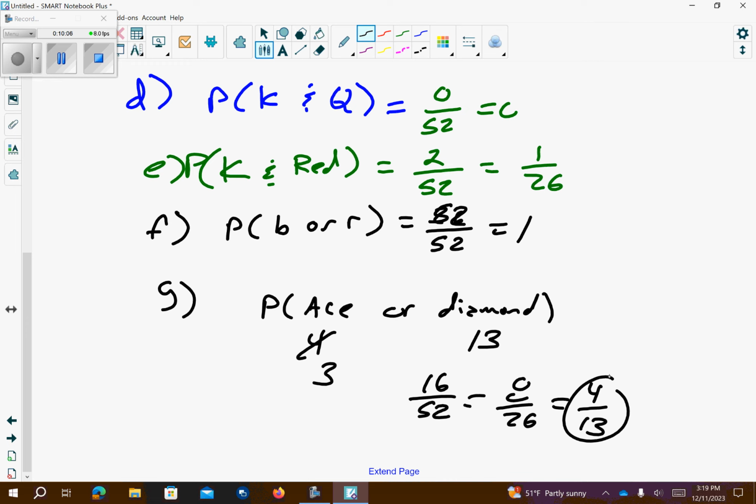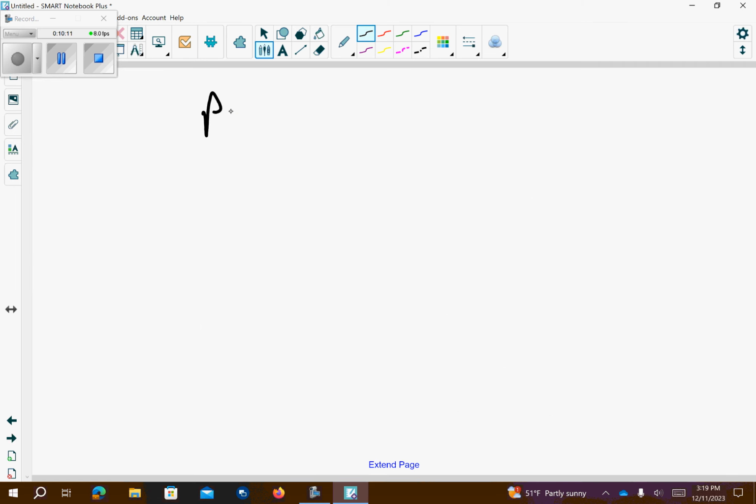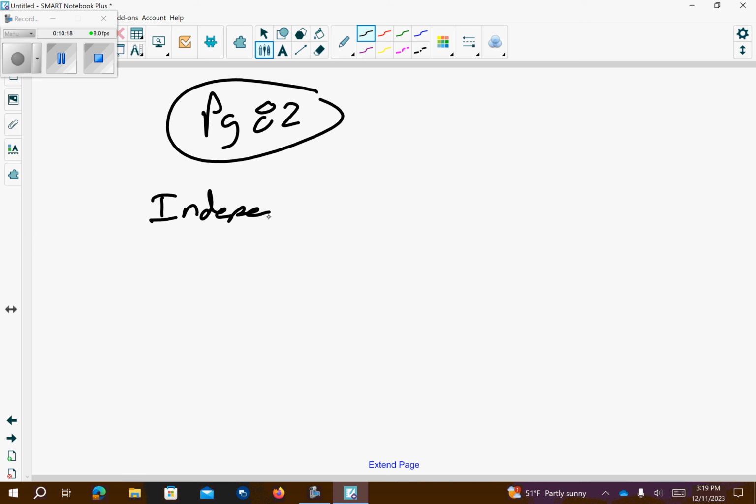But let's go to page 4-2. So this is page 82. All right, so the word independence. Independence is a crucial concept in both probability and statistics, introduced for the first time. It lets us calculate the probability of multiple outcomes. So if you wanted independent events, probability of A and B, that A has no effect on B.